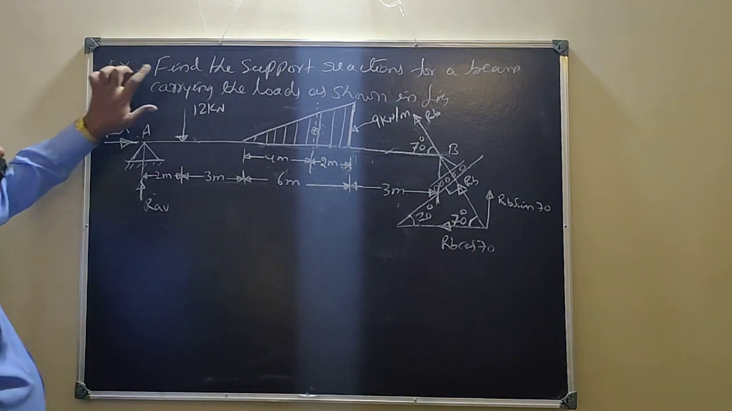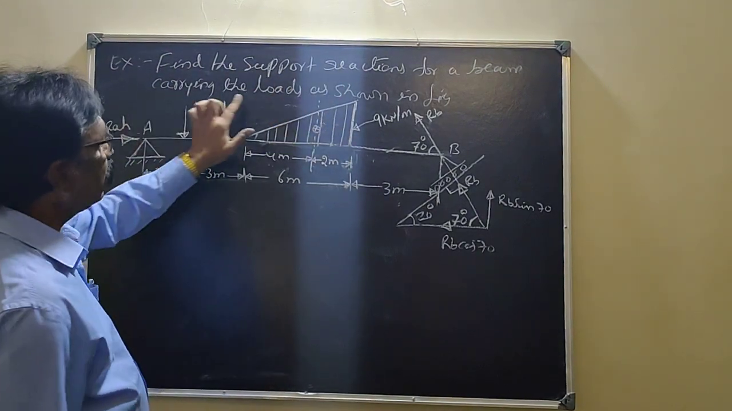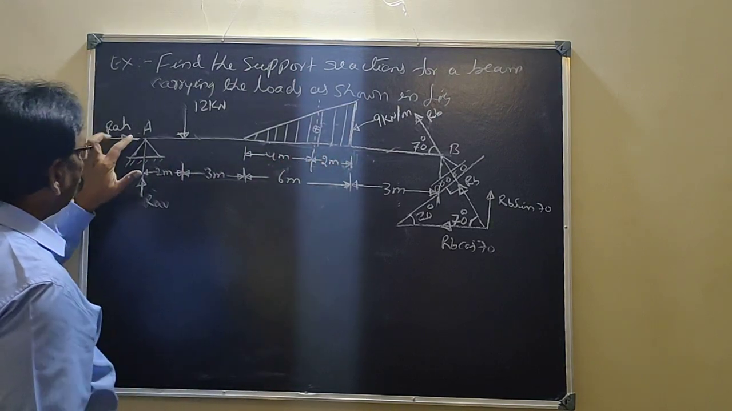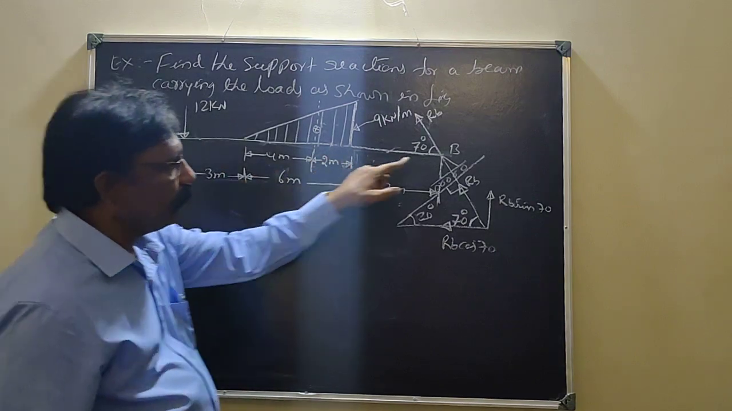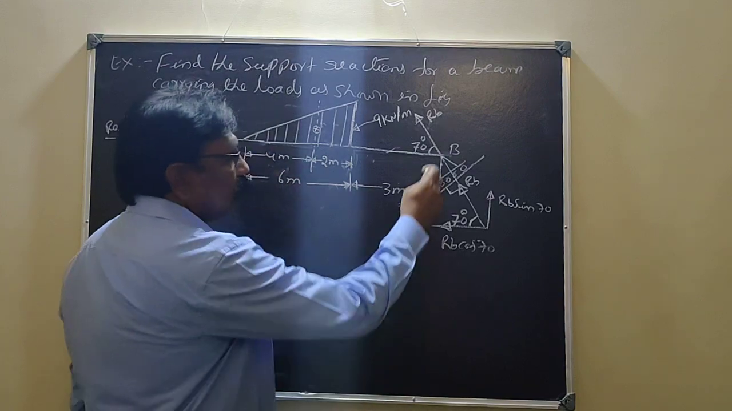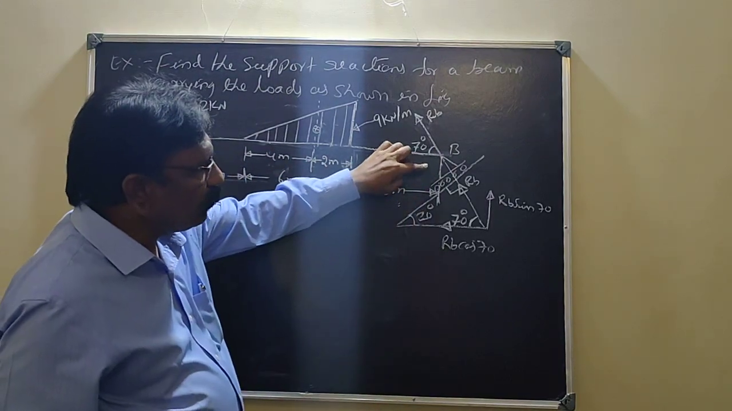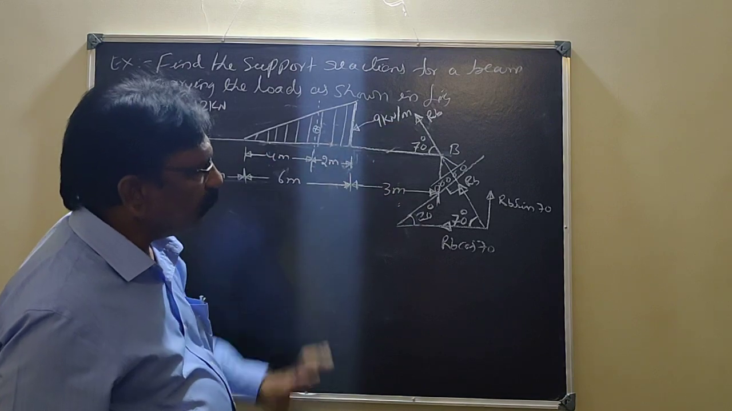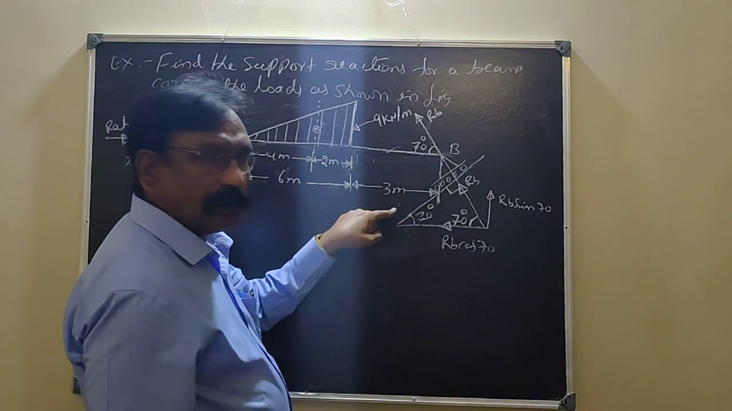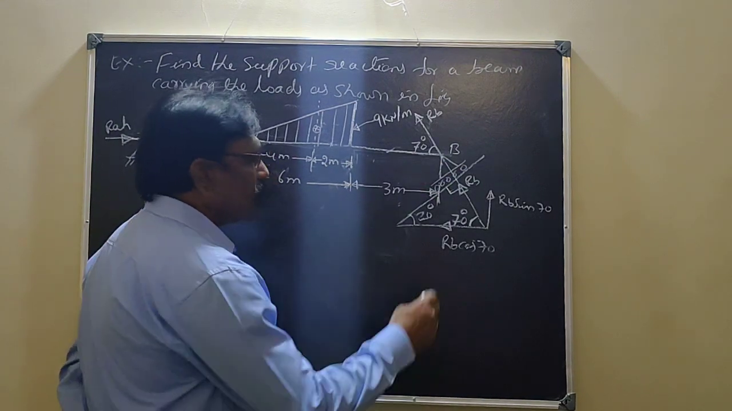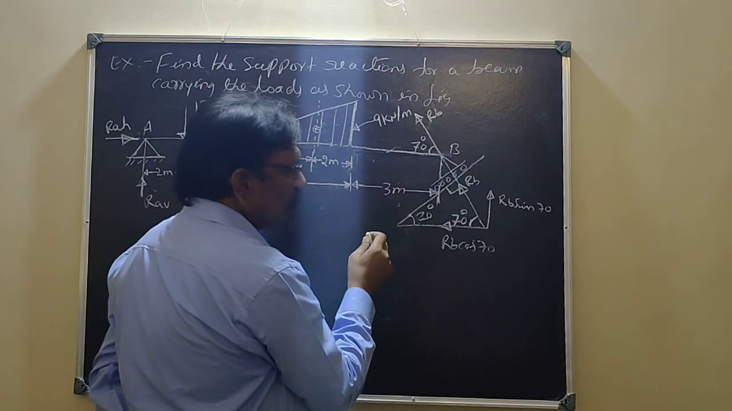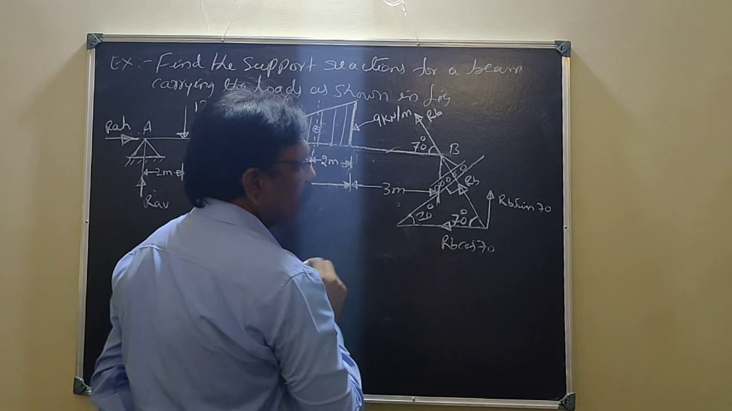So another example: find the support reactions for a beam carrying the loads as shown in the figure. Now AB is the beam, and at A it is a hinge support and at B it is a roller support. Compared with the earlier problem, where the roller was horizontal and therefore the reaction RB was vertical upward, here the roller is inclined, so you will have to find that inclination with the horizontal. Since the roller is given at 20 degrees with the horizontal, you will get 70 degrees at this point.